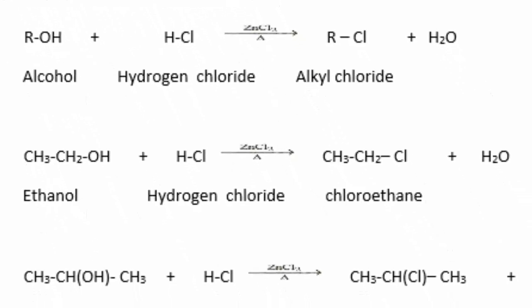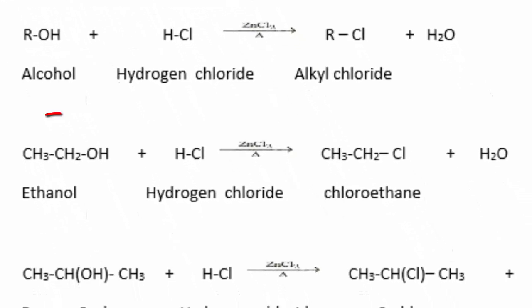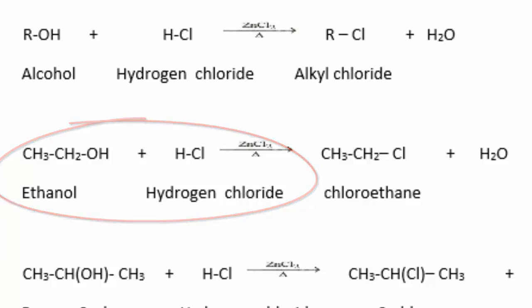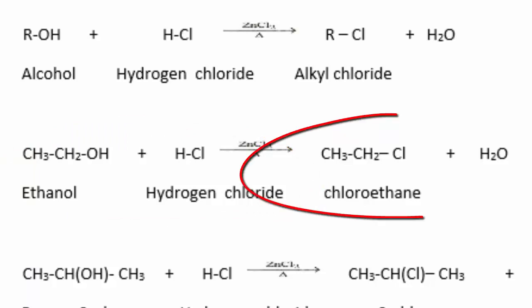The first example we are taking is ethyl alcohol. The IUPAC name of ethyl alcohol is ethanol and it is an example of a primary alcohol. When this ethanol reacts with hydrogen chloride in the presence of ZnCl2, you get the product chloroethane with water molecules.